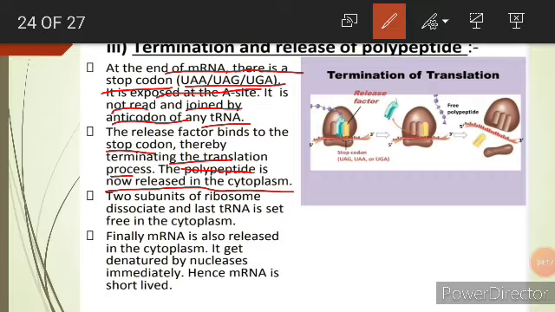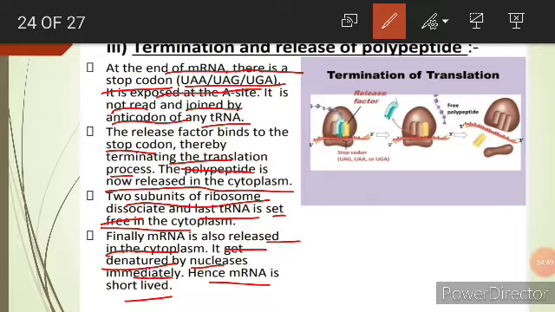Then whatever chain is formed is going to be released at that point. Now the two subunits of the ribosome also dissociate, and the last tRNA is set free in the cytoplasm. Finally, the mRNA is also released in the cytoplasm, and it gets degraded by nucleases immediately, hence mRNA is short-lived. In this way, the polypeptide chain is formed.